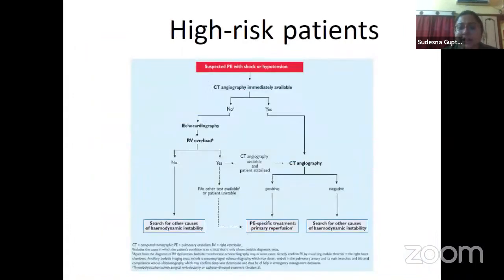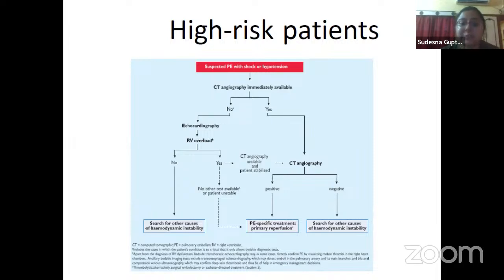In cases of high-risk patients, as per the guidelines, if CT angio is immediately available, go for it. If that is not available, echocardiography is as good. If I am finding RV overload on echocardiography, I should go ahead with reperfusion therapy or the specific management of PE. If CT angio is positive, obviously I should go ahead with reperfusion therapy if available. Or if it's negative, I should look for other causes.